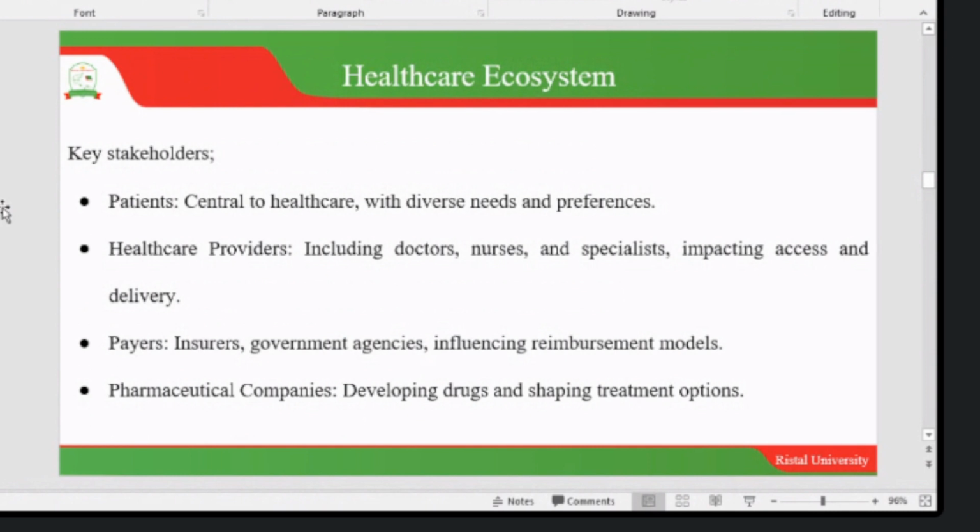Then we have healthcare providers, including the doctors, nurses, specialists, and these influence how people access the healthcare, but also they influence delivery. If you have a hospital but you do not have enough healthcare workers, then it is not going to be sustainable. Okay, then we also have another set of stakeholders called the payers, and these include the insurance companies, or the ones that we have called insurers. Sometimes the government itself does the paying, especially in those public hospitals. Then sometimes the patient themselves is the one who pays out of their pockets.